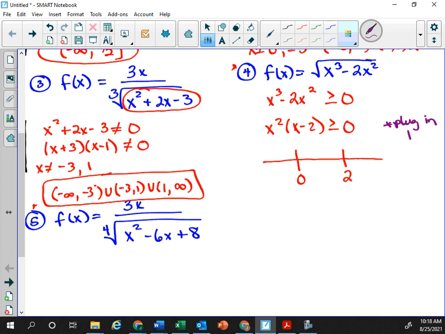Okay, so when I say plug in a 1, what I mean is I'm plugging a 1 in for the x's here. So when I plug a 1 in here, 1 squared, is that positive or negative? Positive, okay. Positive. And then I plug it into the x minus 2, so 1 minus 2, what do you think, positive or negative? Okay. What is a positive times a negative? Negative. Okay, so that region of the number line is negative.